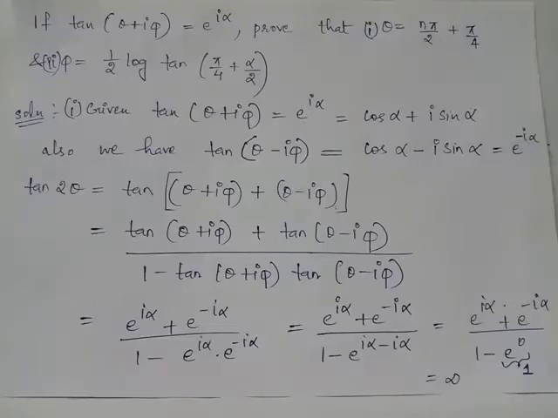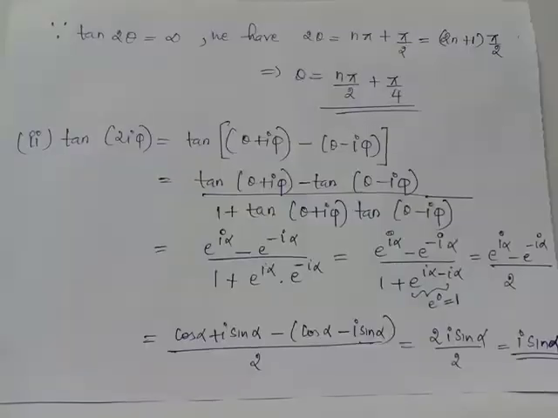Prove the second result. Whenever tan(θ + iφ) equals e^(iα), we have φ in the form ½ log tan(π/4 + α/2). We have tan 2iφ written in the format tan((θ + iφ) − (θ − iφ)), which can be expanded using the identity tan(x − y) = (tan x − tan y) / (1 + tan x tan y), where x = θ + iφ and y = θ − iφ.